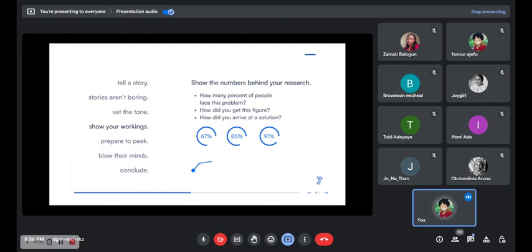So 67% of the people that you did your research on face this problem, or 85% of people that you did your research on don't have access to this.